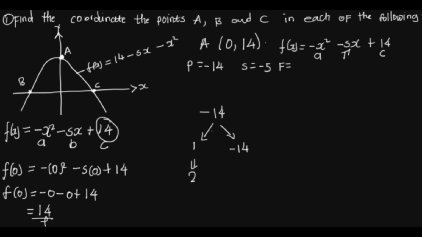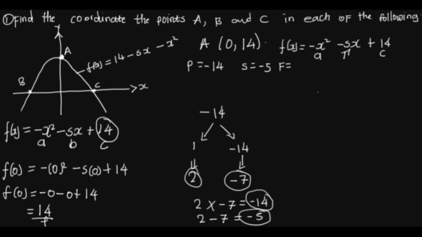2 can go into 14. So 2 into 14 is 7. Now let's see if 2 and negative 7 are the factors we are looking for. 2 times negative 7 is negative 14. Okay. 2 minus 7 is negative 5. So we are able to see that we have the product of negative 14 and the sum of negative 5. So the two factors that we are looking for are 2 and negative 7. So we can proceed now by factorizing.